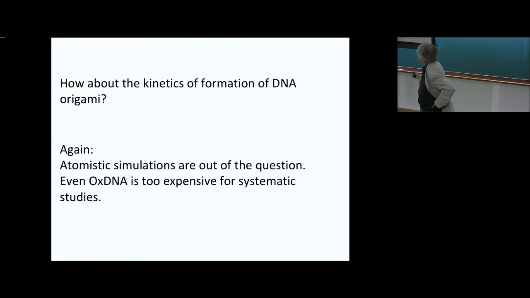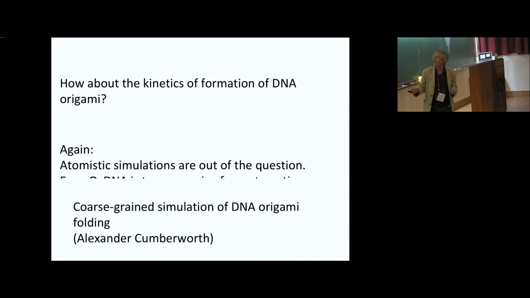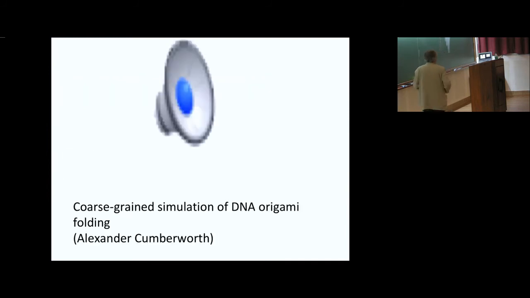And so we've been looking at this problem. You cannot do it atomistically. Even a coarse-grained model such as OxDNA is far too expensive to do more than, say, one or two simulations. So if you really want to map a parameter space, you need a coarse-grained model. Alex Cumberworth, who was actually here, is working on that, and I'll show if it all works. A movie, for some reason the movie always shows up as a loudspeaker, but it is a movie, I can assure you that.